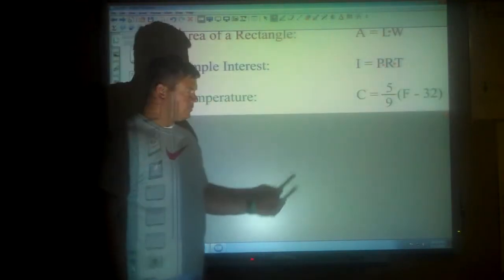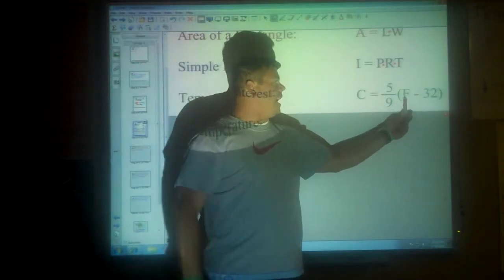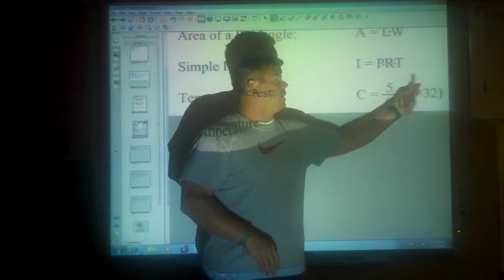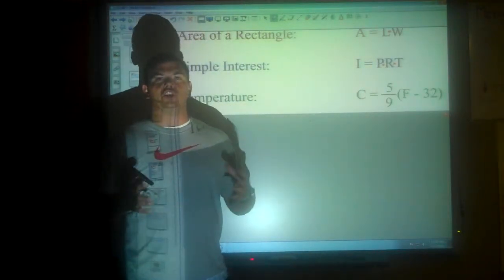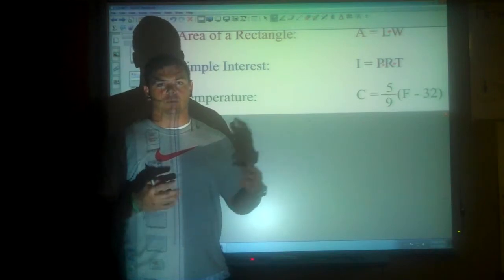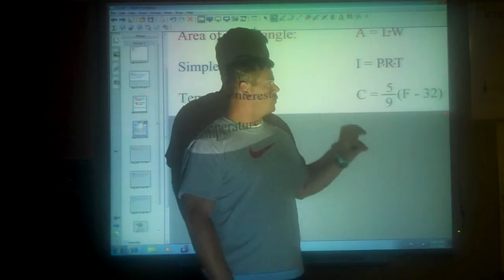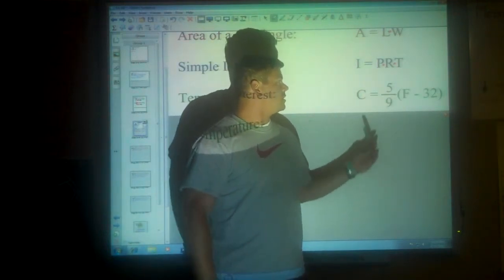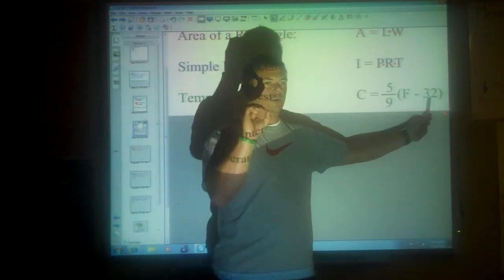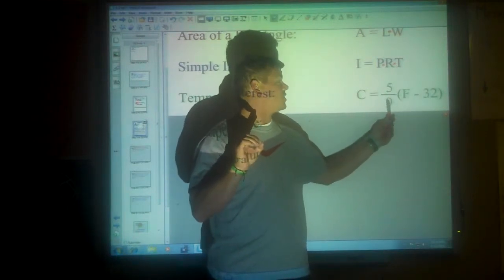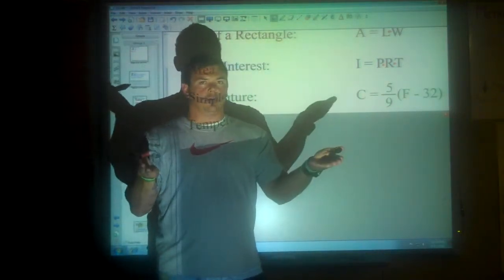Temperature. If I told you the temperature in Fahrenheit, you could put that value in for F for Fahrenheit, if I wanted to know what it equaled in Celsius. So let's imagine the temperature 32 degrees is a freezing temperature for water in Fahrenheit. At 32 degrees Fahrenheit, water will freeze. If I want to know what temperature that is in Celsius, I put the 32 here. 32 minus 32 makes 0. Then 0 times 5/9 is still 0. So 32 degrees Fahrenheit is the same as 0 degrees Celsius.